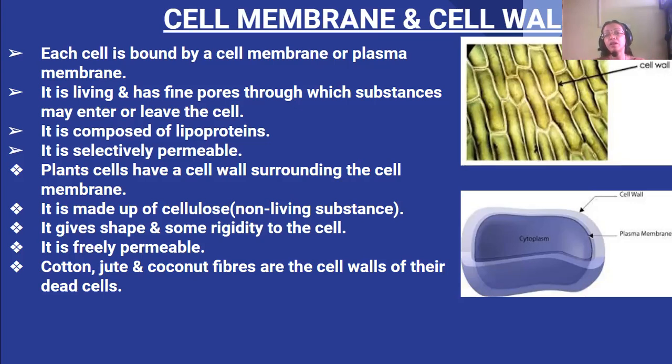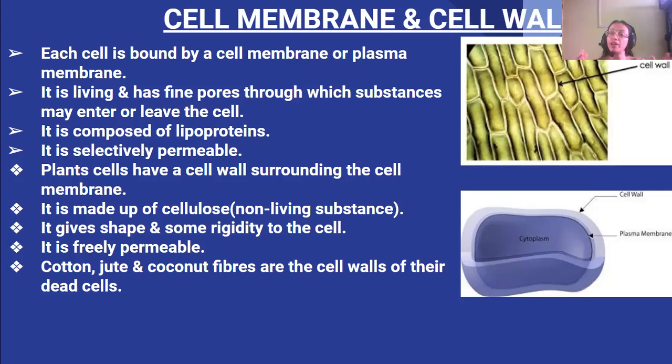And this cell wall is composed of cellulose, which is a non-living substance, whereas the cell membrane is a living substance composed of lipoproteins. It gives shape and some rigidity to the cell. It is freely permeable. Cotton and jute fibers are the cell walls of dead cells.